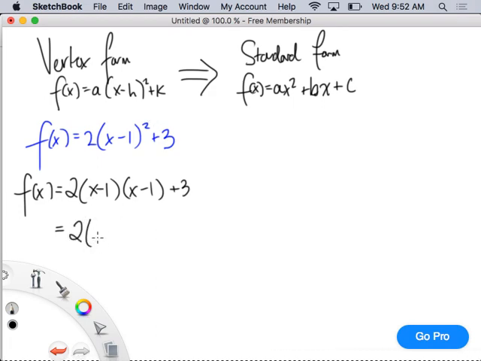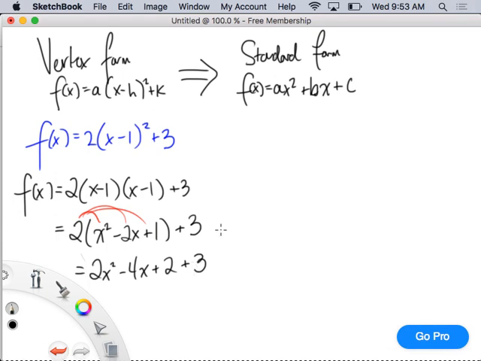So I get 2 times x is x squared. Then I have minus x, and then another minus x, so it's minus 2x. Then negative 1 times negative 1 is positive 1. So that's just boiling that out. Yes, ma'am. I can distribute the 2. That's right. Very good. Distribute the 2 into all 3 terms. I end up with 2x squared minus 4x plus 2 plus 3. And I end up with 2x squared minus 4x plus 5. And I'm done. You see? Just like that.